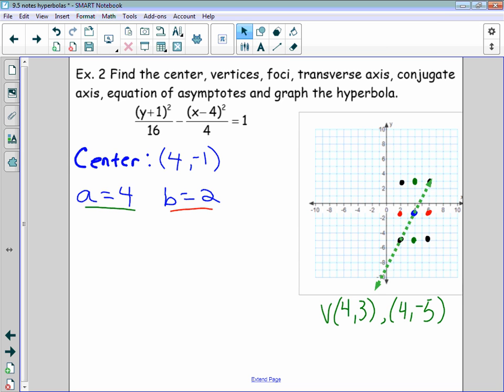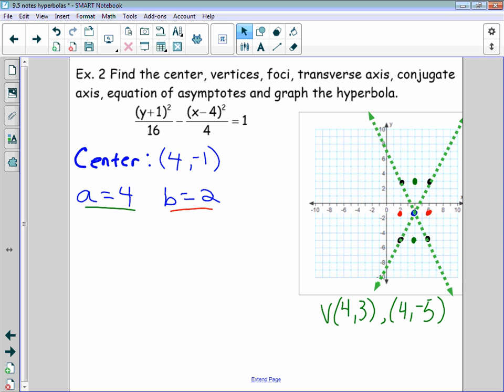You can see here that this will be more complicated as far as expressing those equations, because it's not at 0, 0. But we'll talk about how we can handle that, and it won't be too terrifying, I don't think. So there are our asymptotes.